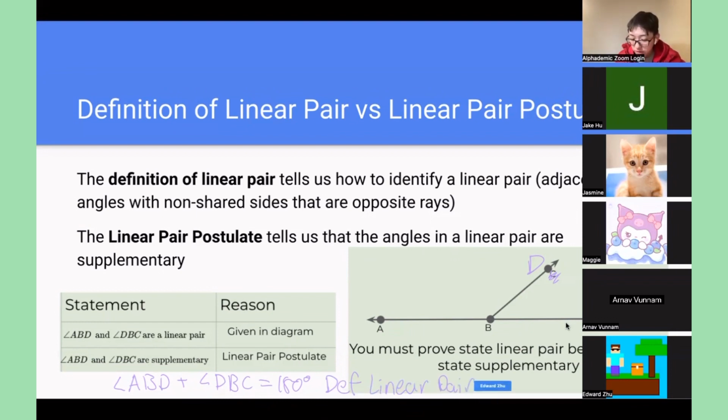You can't just go straight from they're a linear pair to they add up to 180. You have to have that step in the middle. I know it's very tedious and finicky, but that's just what geometric proofs want you to do. Does anyone have any questions on the definition of linear pair or the postulate, or why we do this?